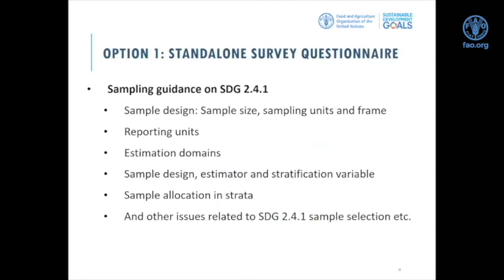Apart from this, we have also developed this document, which provides sampling guidance on SDG 2.4.1. This document covers the sample size, sampling unit and frames, reporting units, estimation domains, sampling design, estimator, and stratification variables that we have been talking about, like, for example, household and non-household, crops, livestock, and mixed, and irrigated and non-irrigated agriculture area, sample allocation in strata, and other issues related to SDG 2.4.1 sample selection.